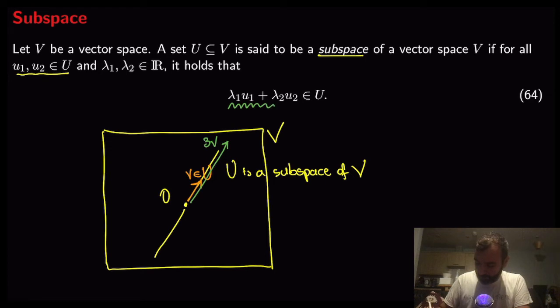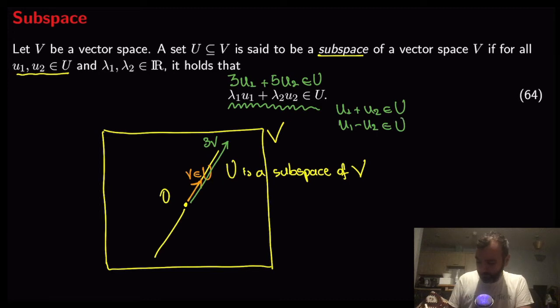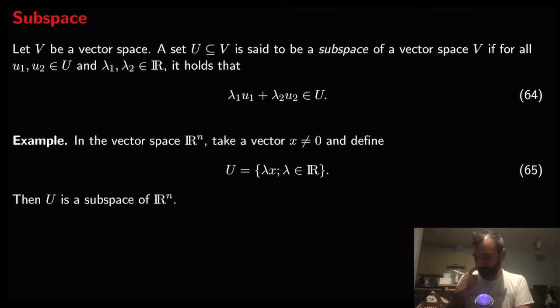This holds. For example, 3 times U1 plus 5 times U2 is again inside my subspace. Or even U1 plus U2 is inside my subspace. U1 minus U2 is inside my subspace. For whatever numbers lambda 1 and lambda 2 you put there, lambda 1 U1 plus lambda 2 U2 will again not escape the subspace. It is really a simple concept.